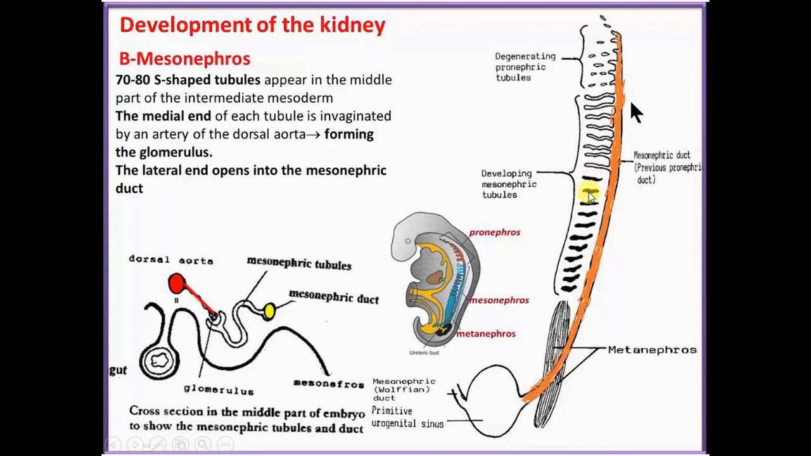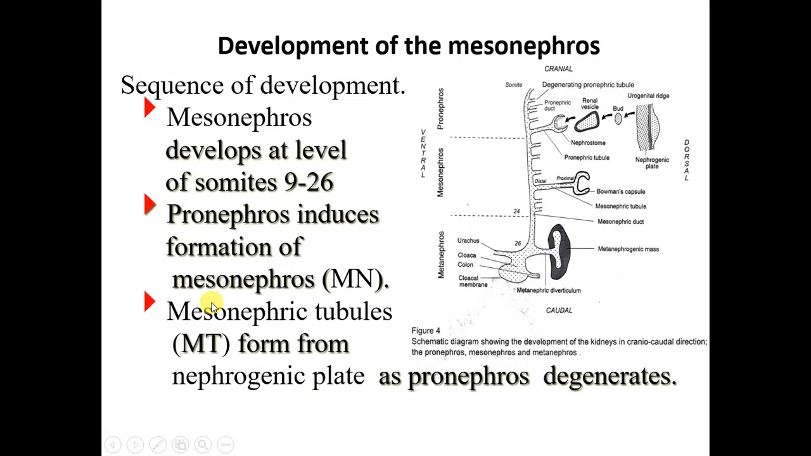Here we see that 70 to 80 S-shaped tubules are developing, and they are opening into the duct system, which is the mesonephric duct system. So these are S-shaped, forming a glomerulus having an artery from the dorsal aorta. It is a mesonephric tubule because it has a nephron-like glomerulus and a capillary system from the dorsal aorta vessel. So it functions temporarily initially. Temporarily, not permanently.